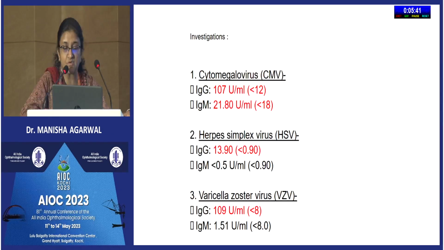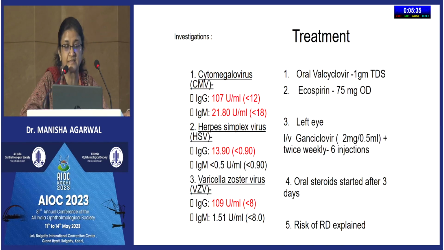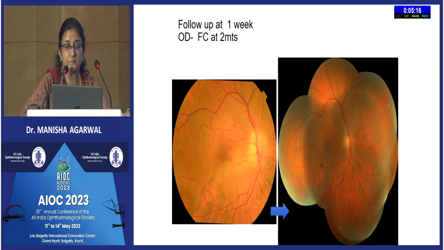So this is just an OCT. And when we investigate this patient, apparently he comes out positive for all the viruses. And the patient is started on antiviral treatment. Ecosprin is very much continued, which is indicated. And the left eye being the better eye of the patient, we start treating the patient with intravitreal ganciclovir. Oral steroids are started 3 days after having started antivirals, and the risk of RD is explained to the patient.